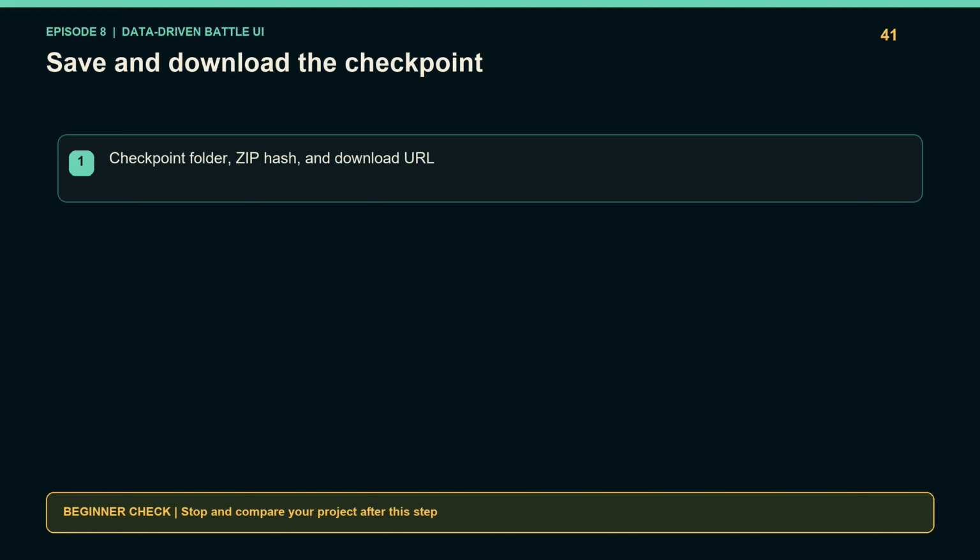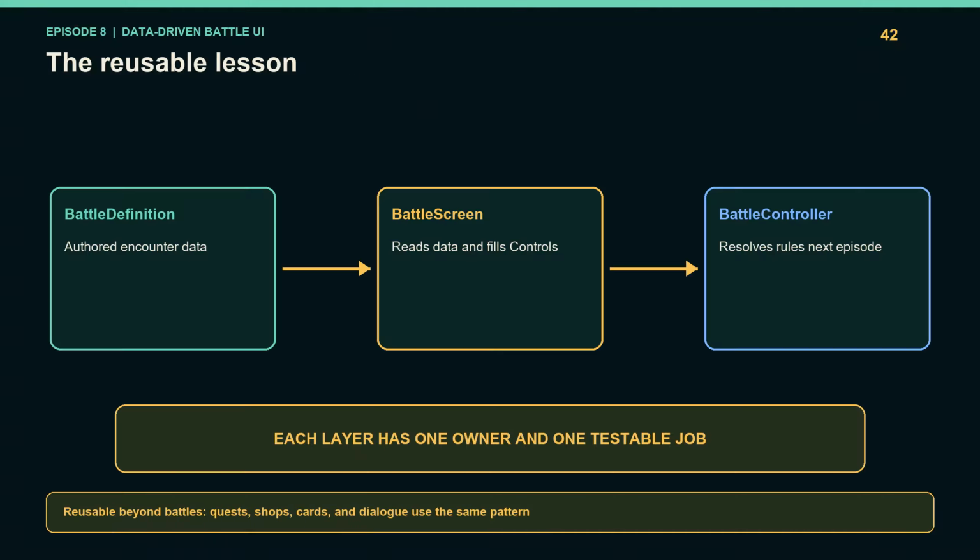Stop the running game, save all scenes and scripts, close Godot, and archive the project as Glimmergrove 08 BattleScreen. The verified recovery zip is linked in the description. Its SHA256 hash is shown on screen so you can confirm the download. If you joined only for this topic, that archive is also a complete reference implementation for every node path and script in this lesson. The transferable Godot pattern is simple.